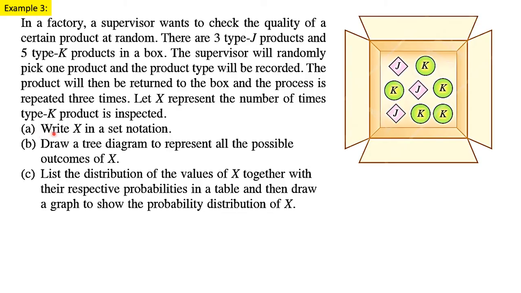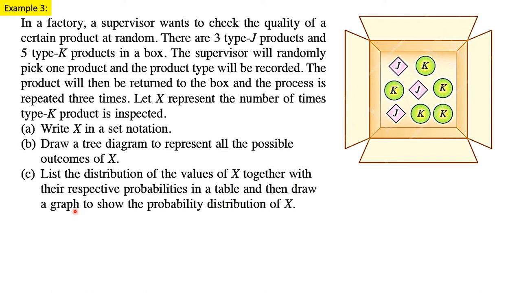For question A, write X in a set notation. Question B, draw a tree diagram to represent all the possible outcomes of X. C, list the distribution of the values of X together with their respective probabilities in a table, and then draw a graph to show the probability distribution of X. So the question asks to write X in a set notation, draw a tree diagram, and find probability. So we have to draw a table and draw a graph.